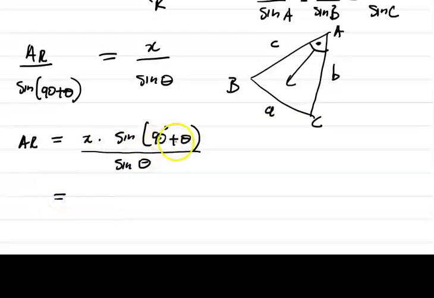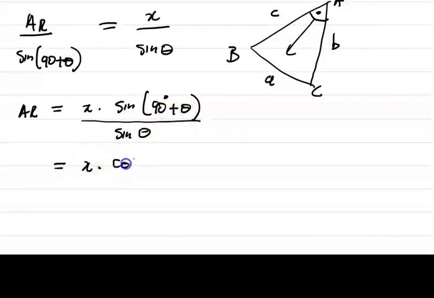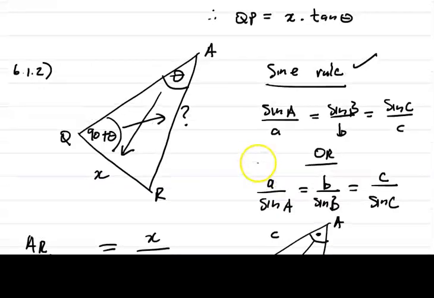So what do you notice here? Sine of 90 plus theta. So we can leave our answer like this because we've represented it in terms of x and theta, but we can simplify further. Sine of 90 plus theta is cos of theta. So we can say x times cos of theta all over sine of theta. So therefore AR equals x times cos theta all over sine theta. Let's look at the next question.